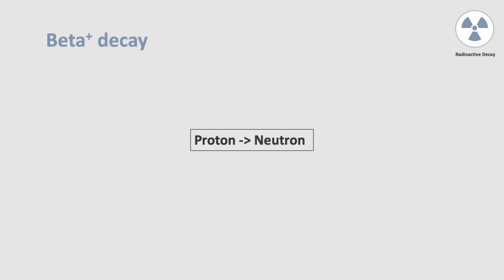Now we can combine everything we've learned so far. During beta plus decay, a substance is unstable because it has too many protons. Because protons repel each other, there is a huge electrostatic repulsion. Due to not having enough neutrons in the nucleus, the strong nuclear force isn't able to balance out the electrostatic repulsion.